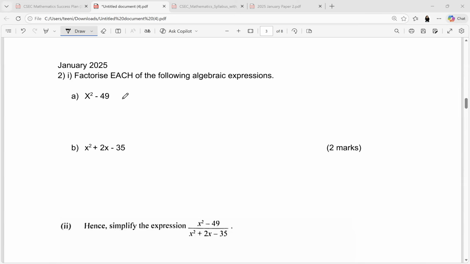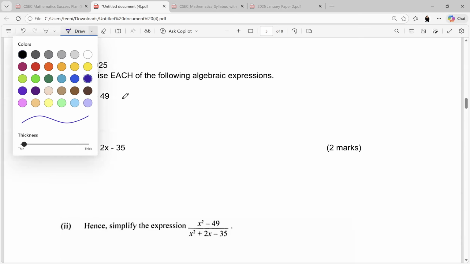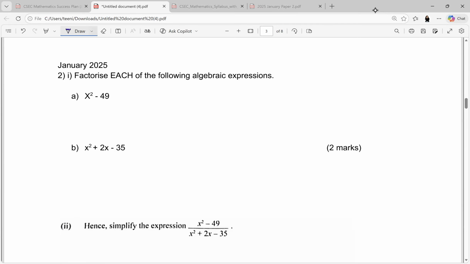So Tristan, how would we factorize it? Find the square root of both terms, the x squared and 49. So it'll be x plus 7 in brackets and x minus 7. Excellent. x plus 7 and x minus 7.